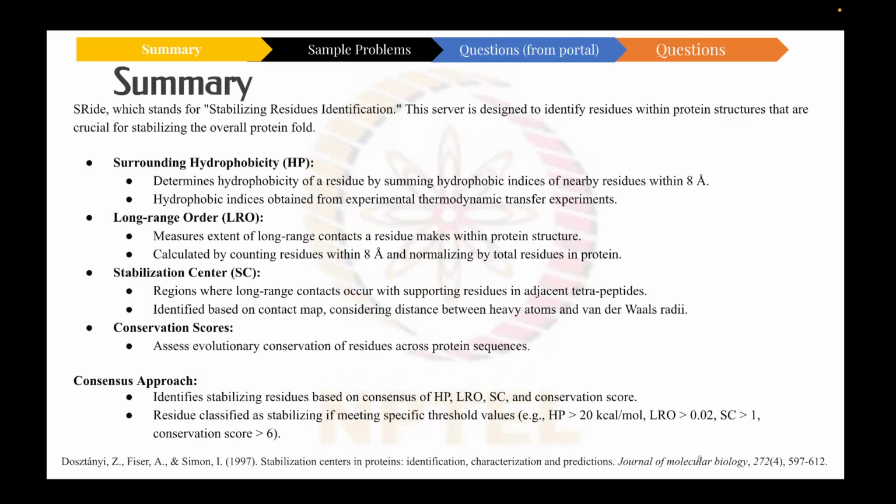To identify stabilizing residues, a consensus approach has been developed. It has four conditions. A residue is classified as stabilizing if it meets specific threshold values for surrounding hydrophobicity, long range order, involvement in stabilizing centers, and conservation score. The values I show here are: surrounding hydrophobicity energy value more than 20, long range order more than 0.02, stabilizing center more than 1, and conservation score of more than 6. This consensus approach identifies a residue as stabilizing.